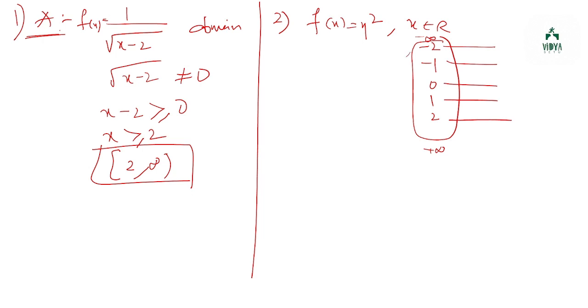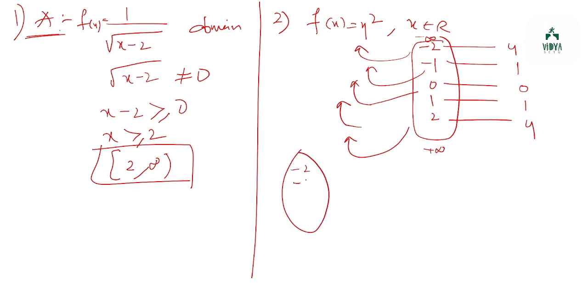Put the values here. Minus 2, what will you get? 4. Minus 1, you will get 1. 0, you will get 0. 1, you will get 1. 2, you will get 4. See here, minus 2, minus 1, 0, 1, 2, but here 0, 1, 4. Minus 2 goes to 4, minus 1 to 1, 0 to 0, 1 to 1, and 2 to 4.